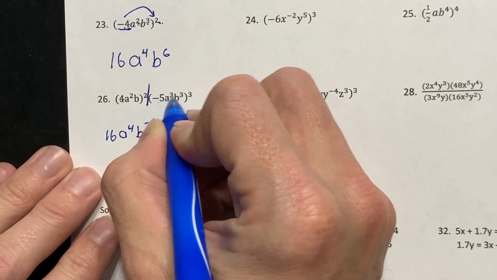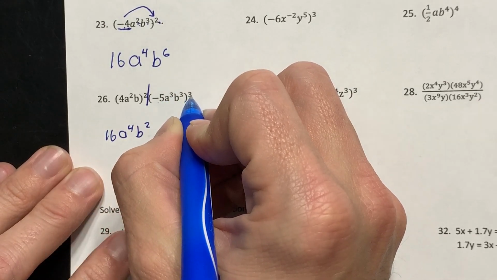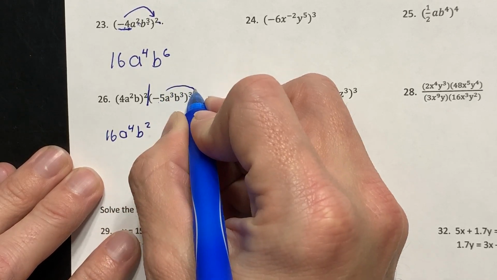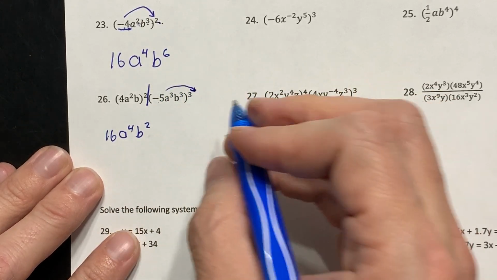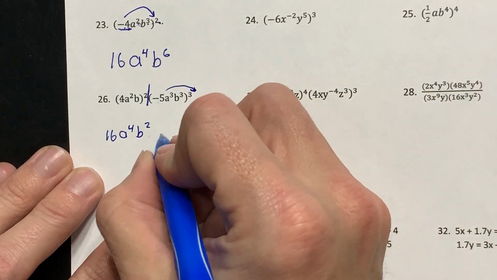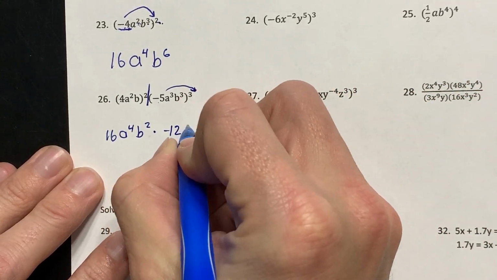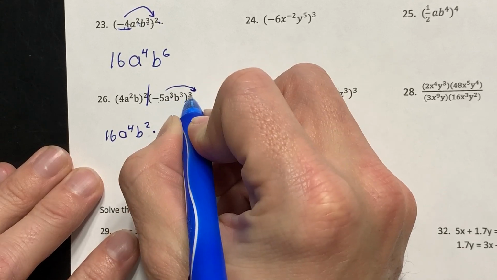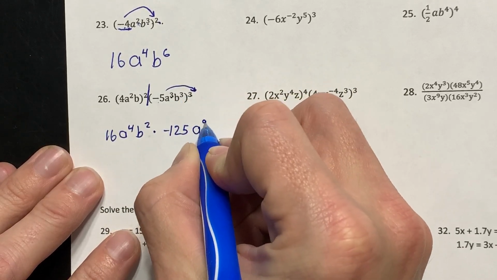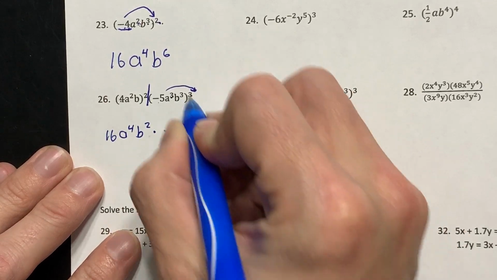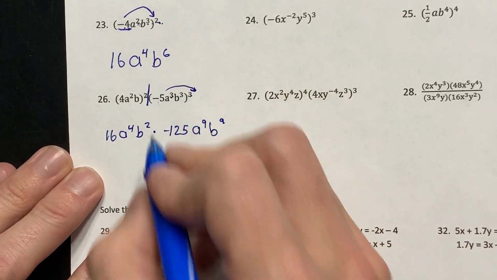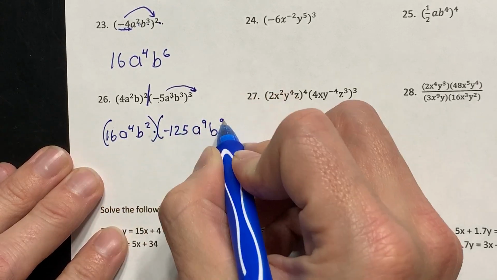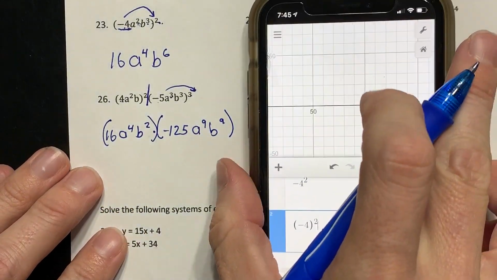The next one, -5 to the 3rd power, is -5 times itself 3 times, which is 25 times 5 is -125. And then we multiply the exponents. A to the 3rd times 3 is a to the 9th. B is the same. 3 times 3 is 9. Now I have to multiply this times that.